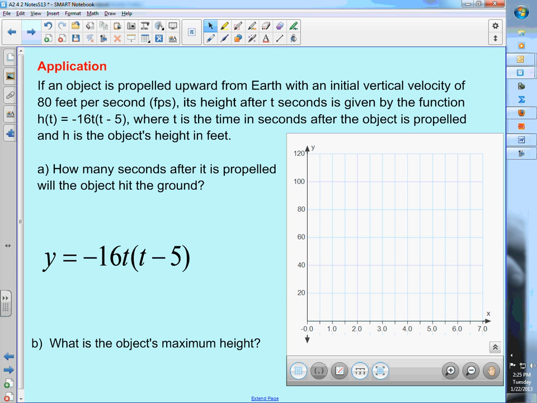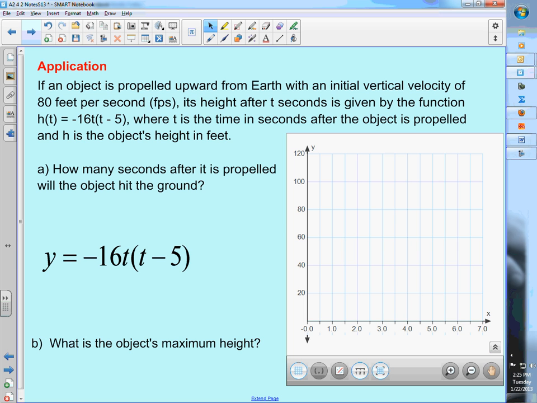What do you know about the object when it hits the ground? And what is it? Say it like you mean it. Zero. Height when the object's on the ground is 0 feet off the ground, right? Not trying to trick you on that. That's what you know when the object hits the ground. You always know the height.